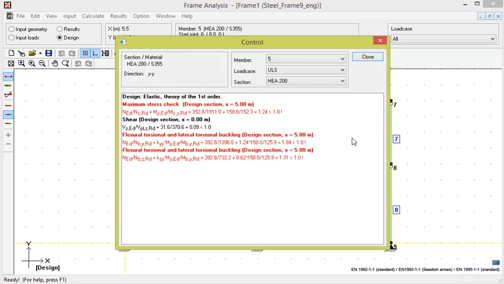A check shows that there are problems with maximum stress and flexural buckling with respect to the stiff direction, meaning in the frame plane, and flexural torsional buckling in the weak direction, meaning out of the frame plane.